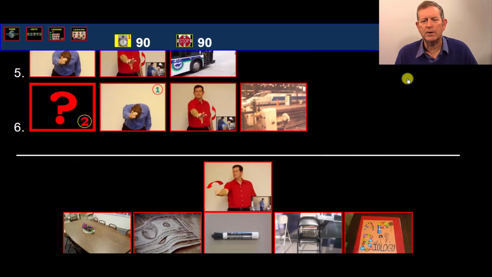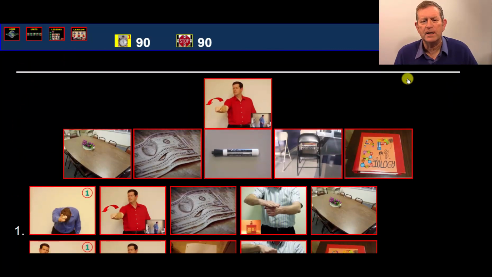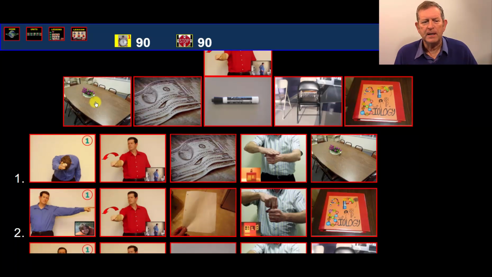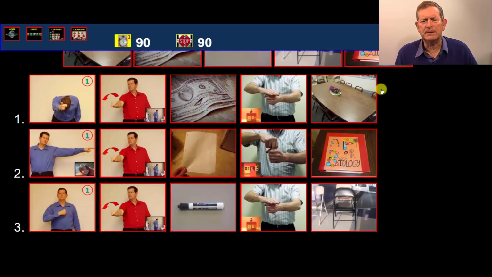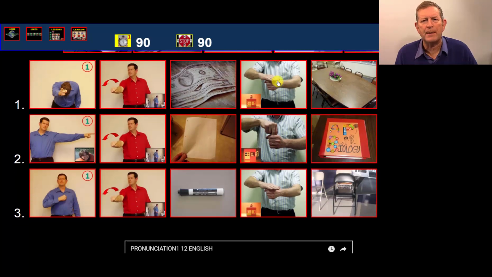Really quickly, we'll just say the words together, and then you can work on the pronunciation afterward. This is put. Okay? And this is where you put something. Table. Money. Marker. Chair. Notebook. All right. By the way, here is a preposition, a word that you probably don't know.